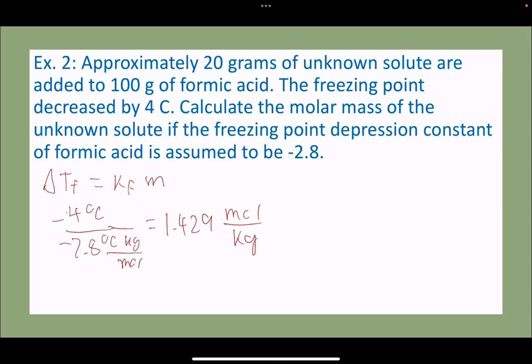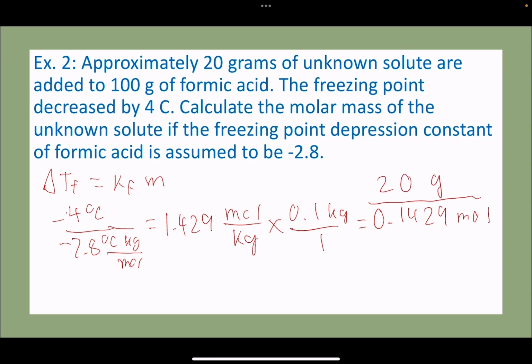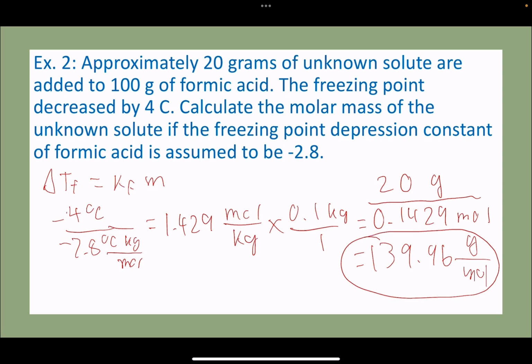We can then get rid of the kilogram unit by multiplying this by 100 grams, or 0.1 kilograms of formic acid, getting 0.1429 moles of solute. The problem says that 20 grams of unknown solute were added, so we simply divide 20 grams by 0.1429 to obtain 139.96 grams per mole as our molar mass of the unknown solute.